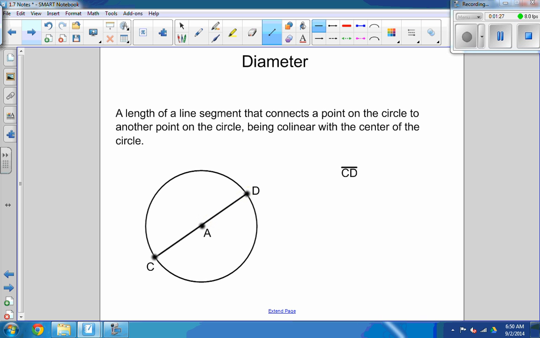The diameter is the length of a line segment that connects a point on the circle to another point on the circle, being collinear with the center of the circle. So the line connects one side of the circle to the other side of the circle, and it goes through the center. Every single diameter that we draw on this circle will be congruent. And also, a diameter is twice the length of a radius.